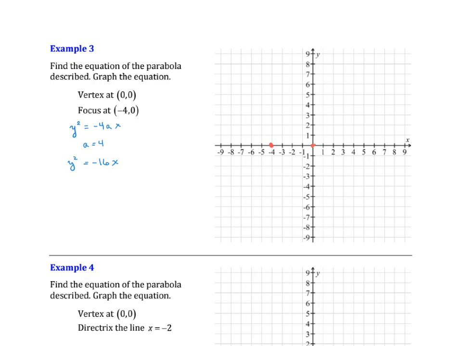So let's go ahead now and find the endpoints of the latus rectum. The latus rectum would have coordinates where x equals negative 4. So y squared equals negative 16x becomes y squared equals 64 by putting in negative 4. So y would equal positive or negative 8. So that gives us negative 4, negative 8, and negative 4, positive 8 for the endpoints of our latus rectum.